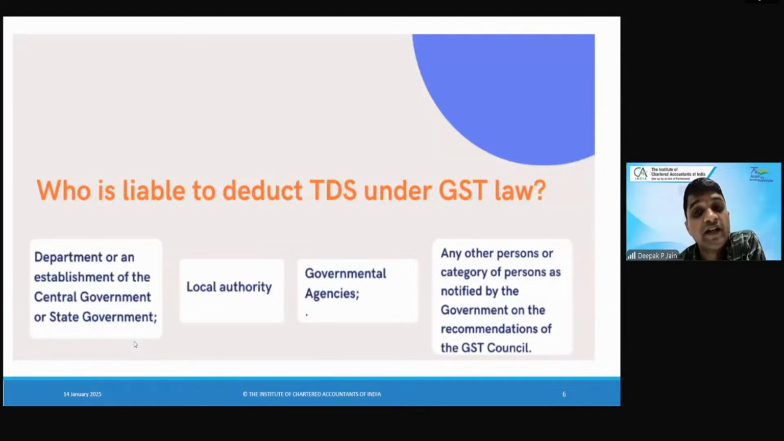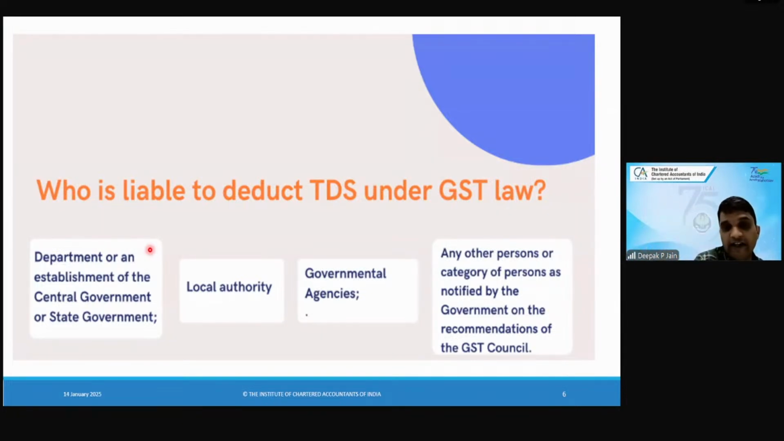Who is liable to deduct TDS? TDS is to be deducted by a department or an establishment of the central government or the state government. So when you make any supply to a private party, in income tax, we have that whenever you are having a turnover above the threshold limit, even if you're a proprietor, you have to deduct. But in this case, nothing like that sort.